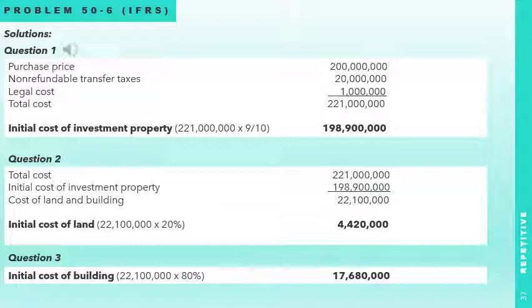So, and to get the initial cost of investment property, since sabi sa problem, merong 10 units of houses, pero the SME used one of the 10 units to accommodate the administration and maintenance staff, and the other 9 units were rented out to independent parties under operating leases. So, para makuha natin yung initial cost, ito times natin siya sa 9 units over 10 units. Kasi nga, 1 out of 10 units ay ginamit for accommodation of administration and maintenance staff. Therefore, 221 million times 9 over 10. Ang initial cost ng investment property is 198,900,000. Letter A.